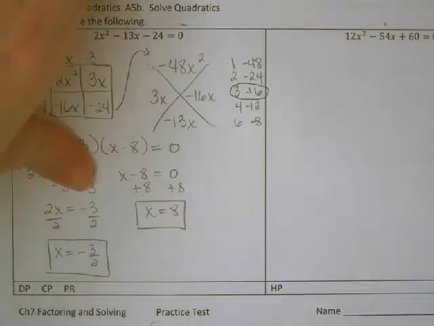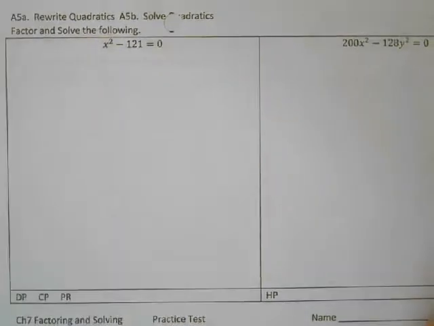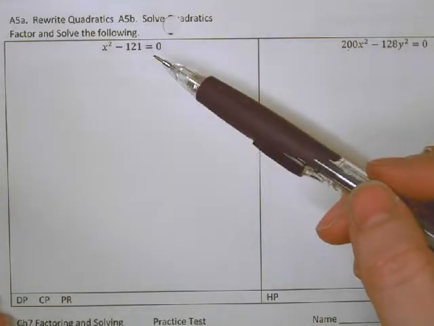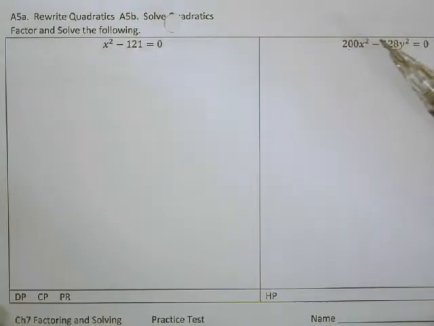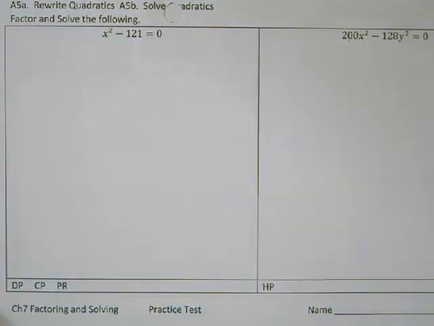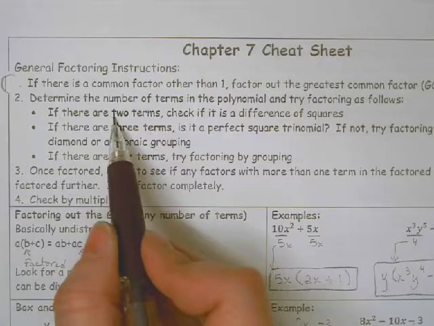Moving on to the one that has C in the upper right corner. So now I need to look at this. It is set equal to 0, so I don't need to do anything there. It is not factored, so I need to factor it. So when I look at this, if I have two terms, I'm supposed to check if it's a difference of squares. That's what it says right here at the top of my page. If there are two terms, check if it's a difference of squares.